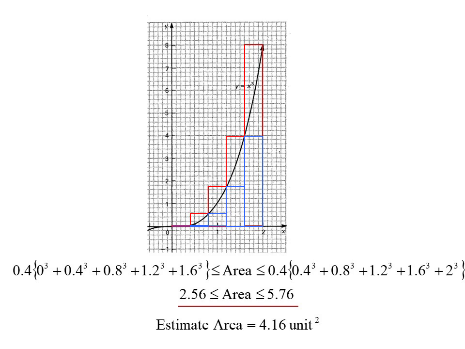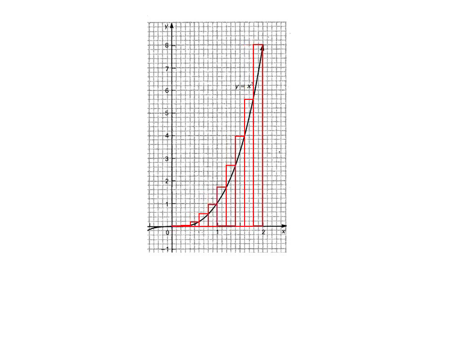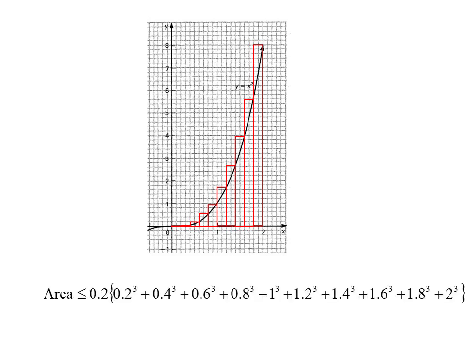All right, well, let's make it 10 rectangles. Let's draw all those 10 rectangles in, a lot thinner. The overestimate now is a lot smaller. The width of each of my rectangles is now 0.2, and the heights would go 0.2 cubed and 0.4 cubed and so on. That's 4.84.